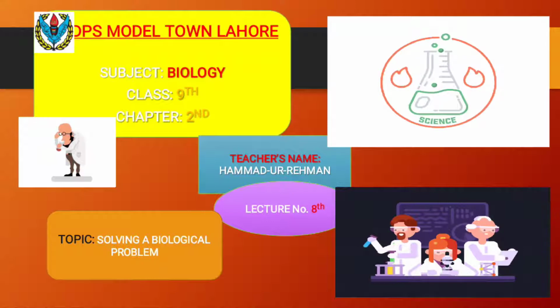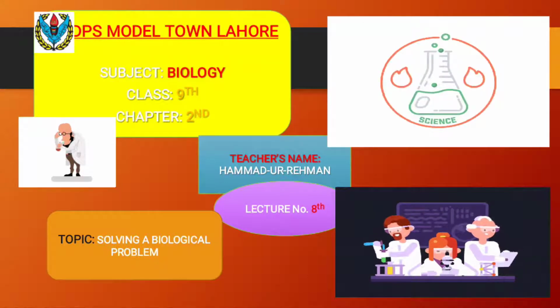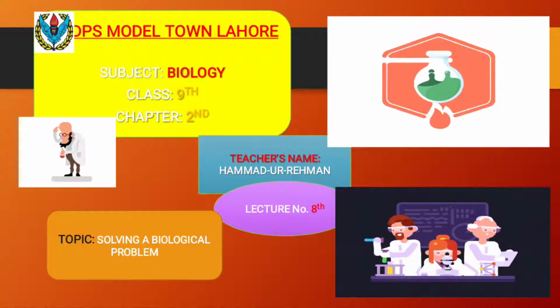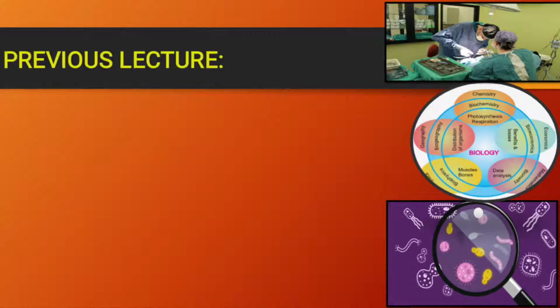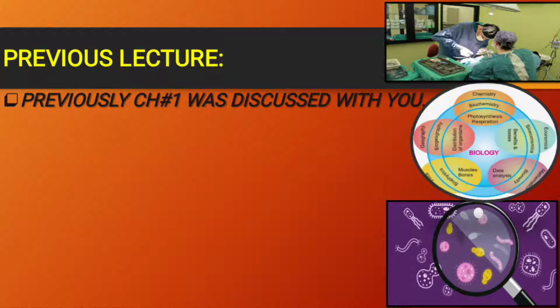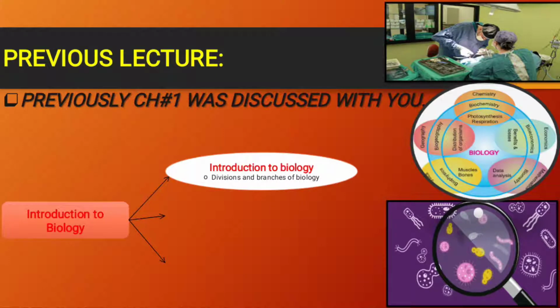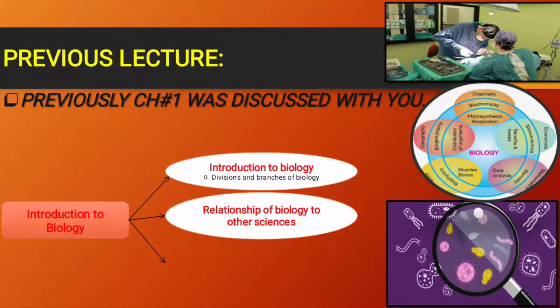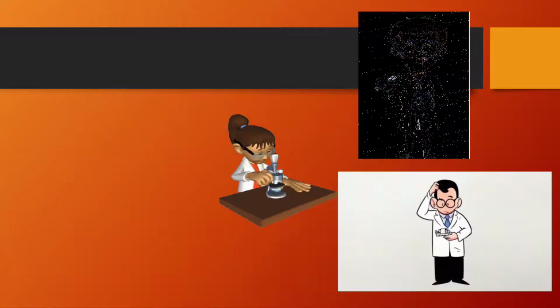Today we are going to start chapter number 2 of class 9th biology, which is solving a biological problem. First of all, a short recap of our previous lecture. Students, in our previous lectures, we discussed chapter number 1 with you. In chapter number 1, we discussed division and branches of biology, relationship of biology to other sciences, and the level of organization.